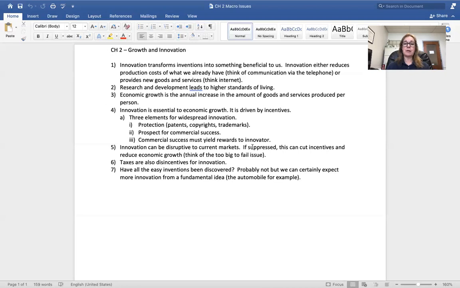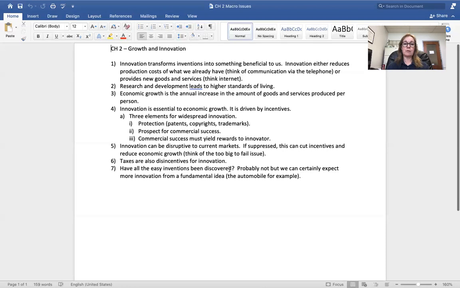The government can suppress innovation with this too big to fail mindset that they have. And taxes are also a disincentive for innovation. We're probably going to continue to see increased innovation into the future, because Americans in particular are very innovative. Our culture is very innovative.